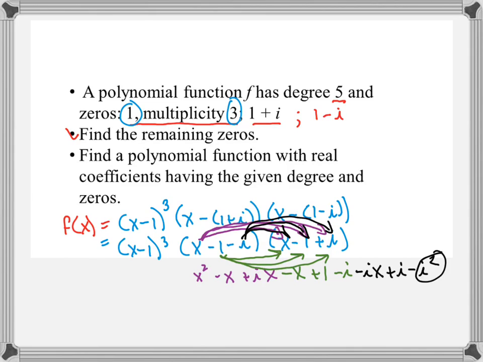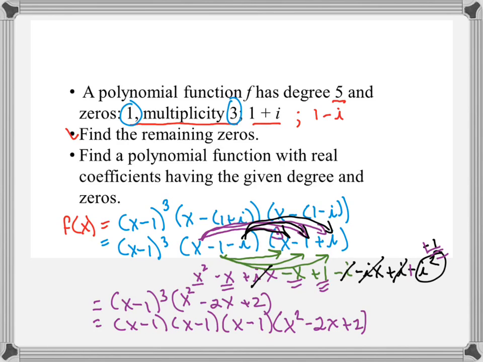Let's simplify this. We know that i squared we can replace with negative 1. We have ix terms that will cancel out. We have i terms that will cancel out. So we will end up with x squared, minus 2x, and then 1 plus 1 is 2. So we now have (x minus 1) cubed times (x squared minus 2x plus 2).